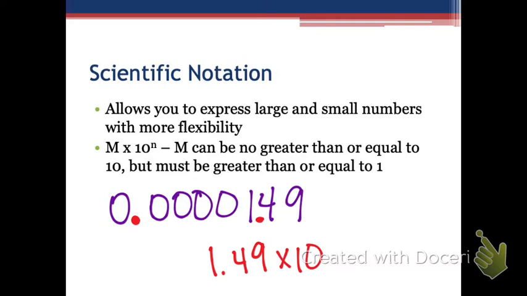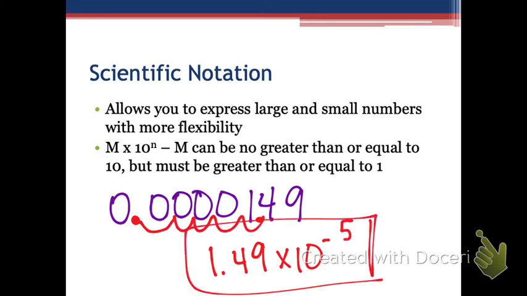It's going to be negative because this original number, 0.0000149, is less than 1. I'm trying to represent a small number. So it's going to be times 10 to the negative, and then I decide how many spots did that decimal place move? 1, 2, 3, 4, 5. Times 10 to the negative 5. Does that kind of make sense how we go about that?